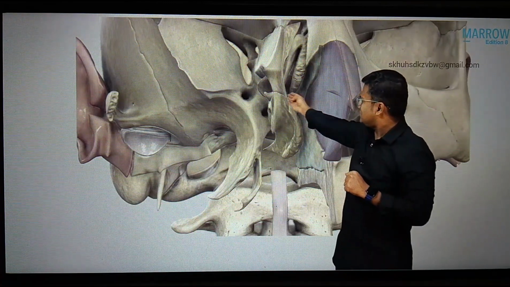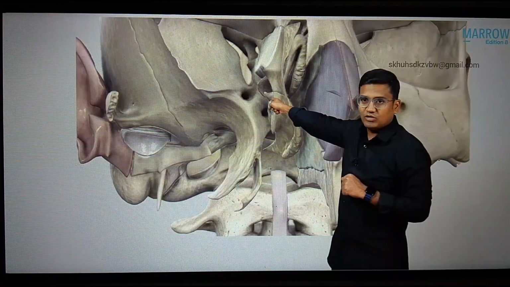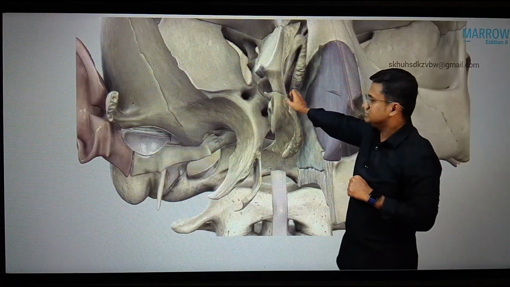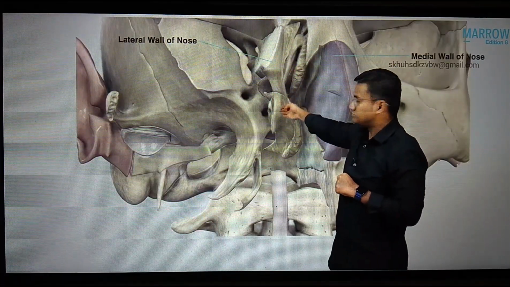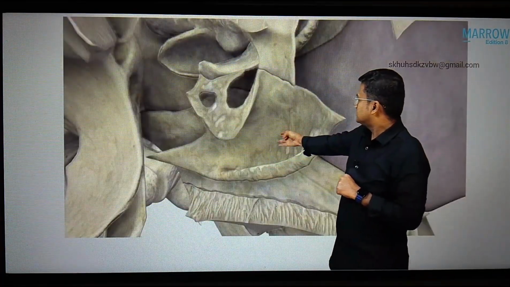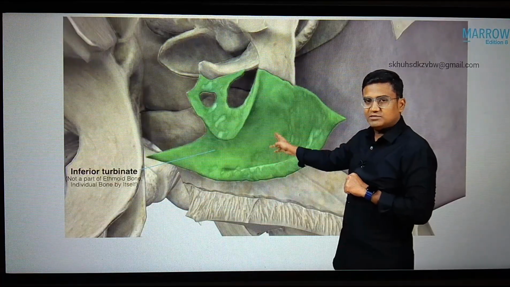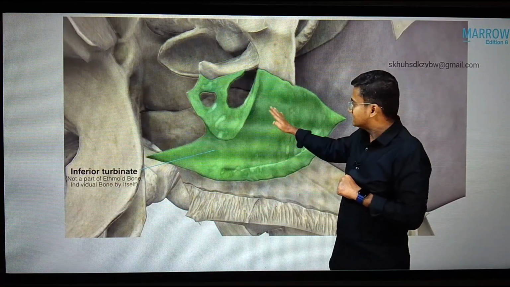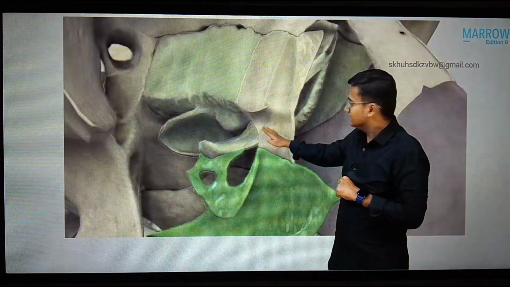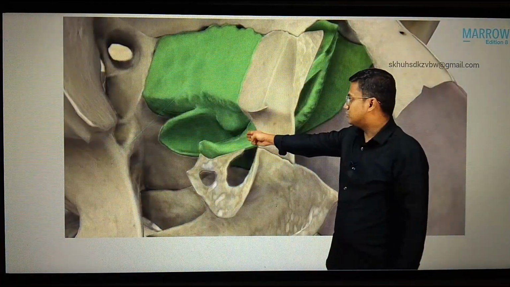Now just lateral to that, you are seeing some projections. That is the lateral wall. We're going to see the animation. See the lateral wall, that is the lateral wall of the nose. Now what are the bones forming the lateral wall? The first bone is the inferior turbinate. The inferior turbinate is not part of the ethmoid bone. It is a separate bone. Whereas the middle turbinate and the superior turbinate are part of the ethmoid bone.